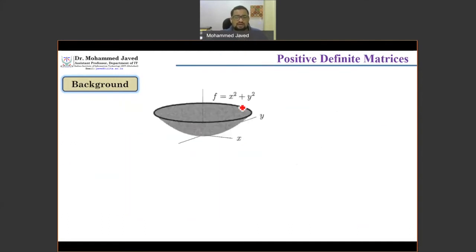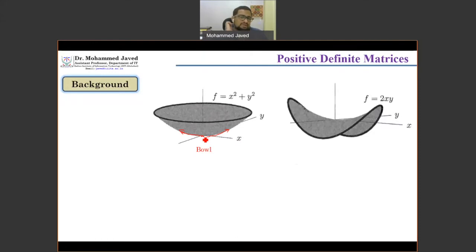So now let us consider this graph, which is f equal to x square plus y square, and we know that this is a very beautiful graph where the minimum is at the point 0 comma 0. The graph is increasing in both directions, moving up in both directions. It is a very nice bowl shape, and the minimum is guaranteed in this particular graph.